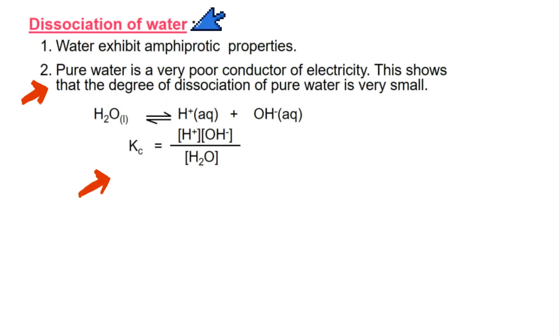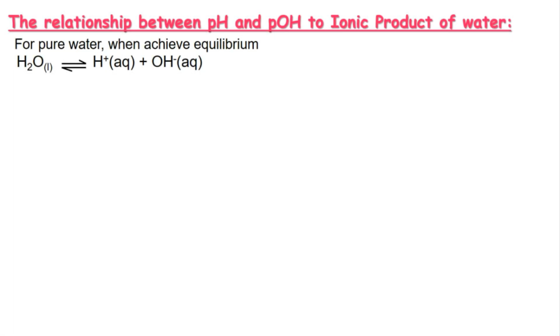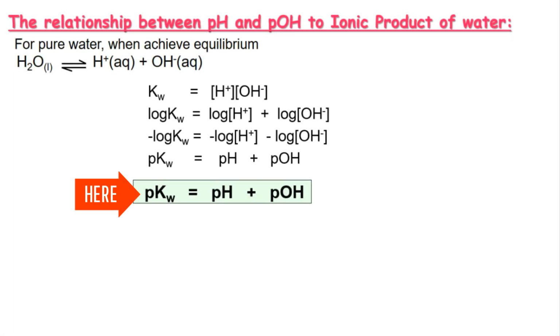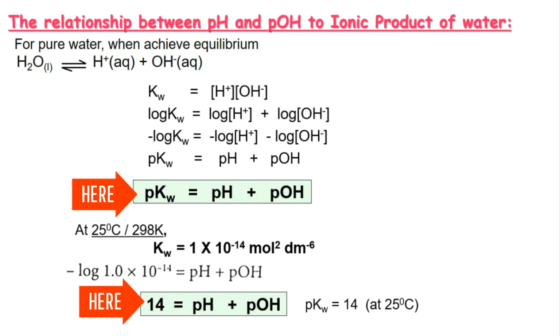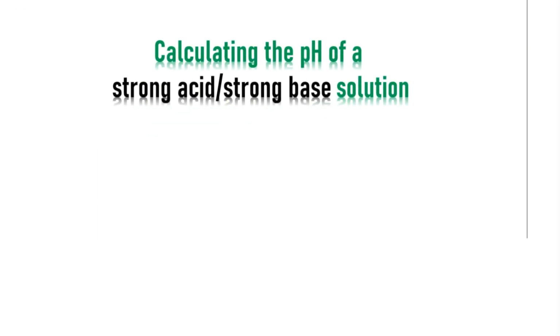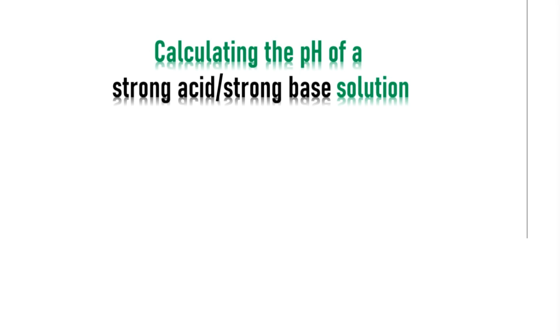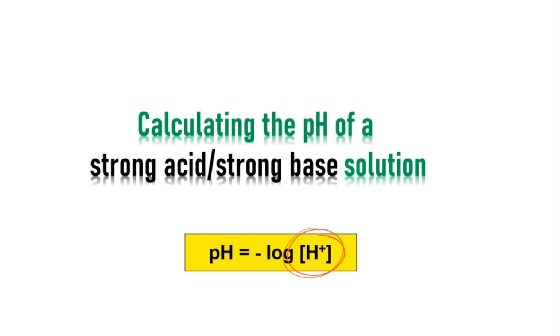Pure water is a very poor conductor of electricity. This shows that the degree of dissociation of pure water is very small. Next, this is the relationship between the pH, pOH, and Kw. By using the following formula, we can calculate the pH value of strong acid or strong base. The amount of hydrogen ion concentrations in the solutions determines its pH value.